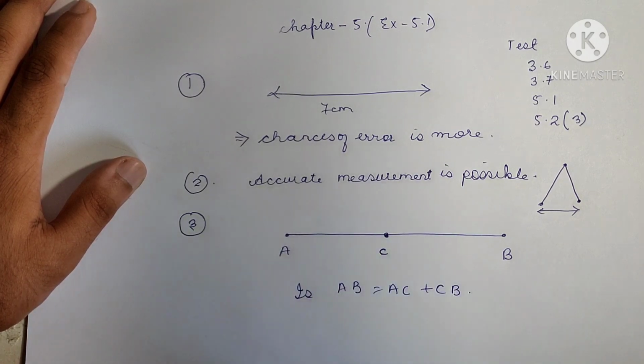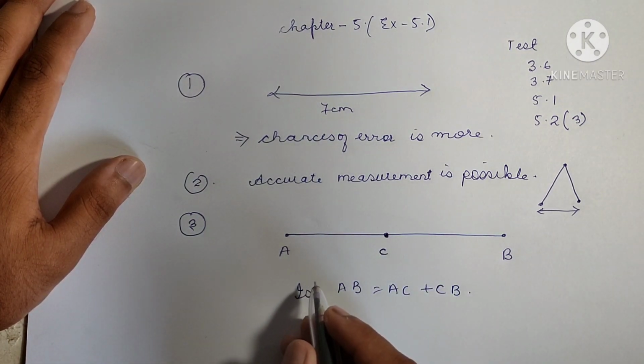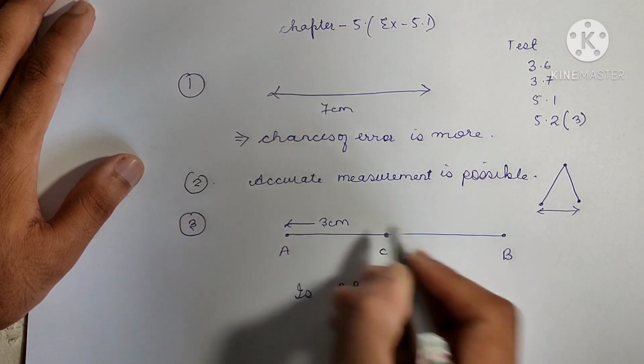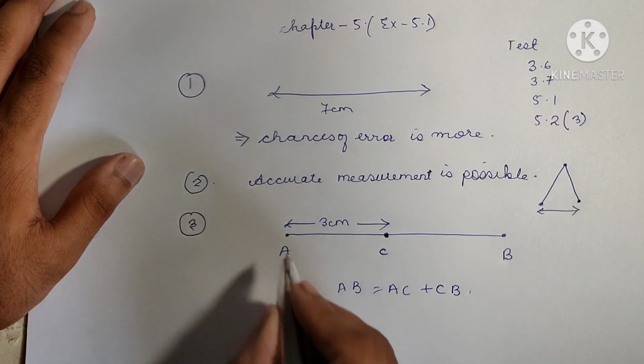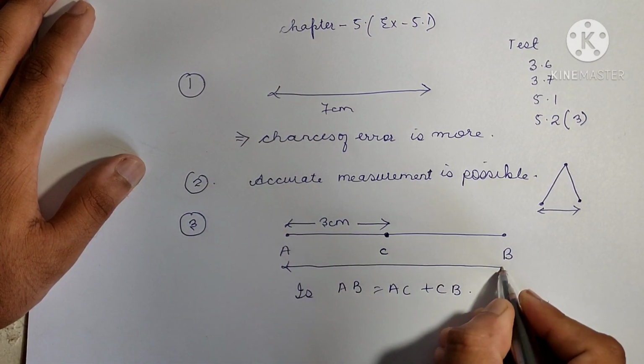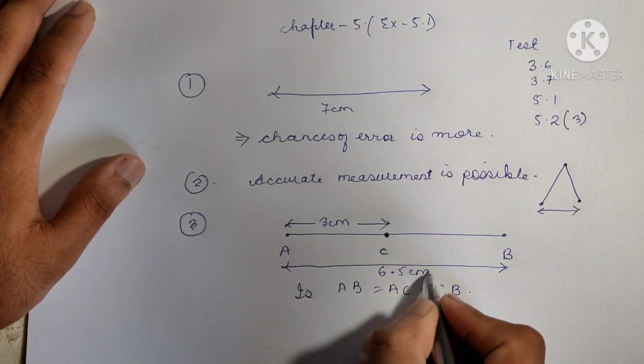And if you see the note there, it is saying that if A, B and C are any 3 points on a line such that AC plus CB equal to AB, then we can be sure that C lies between A and B. So we have to check. Suppose we take any measurement. We take measurement and we found the length of AC as 3 centimeter, and the total length of AB we find as 6.5 centimeter.